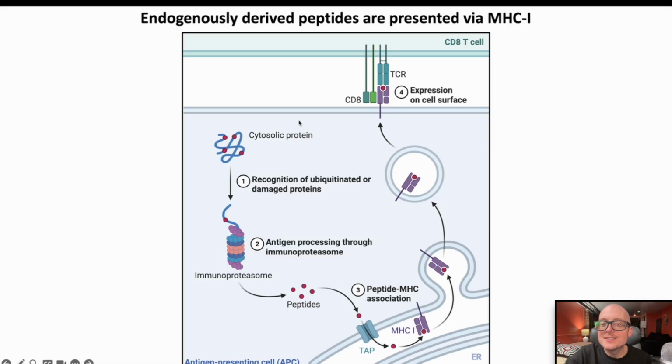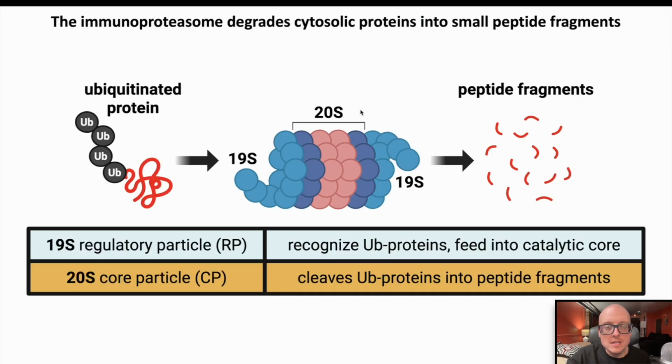And it is there that they can interact with T cell receptors. And of course, that interaction, as we've seen, also requires binding to the co-receptor CD8. So this is the whole life cycle of an endogenous antigen, and in subsequent slides, we're going to go through each of these steps in a little bit more detail. But this is the overall picture of what we want to discuss. So let's start at the beginning.